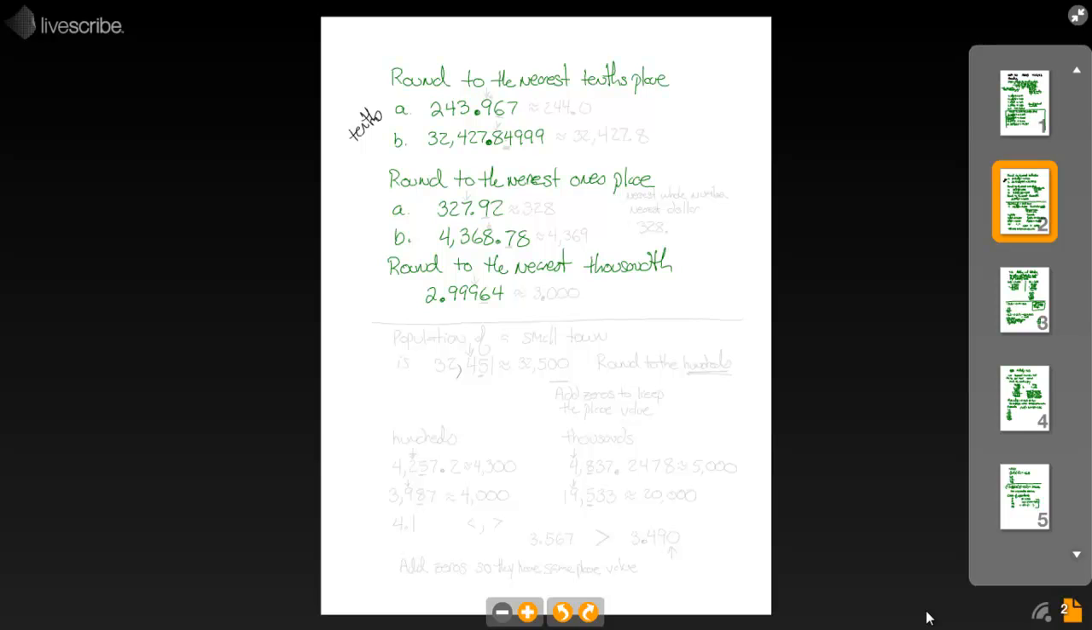Are those all visible? Okay, we get started. This will be more like it looks on an exam, where you have a section where you do some tenths, a section where you do some ones, a section where you do some thousandths, etc., with quite a few problems on there to practice.